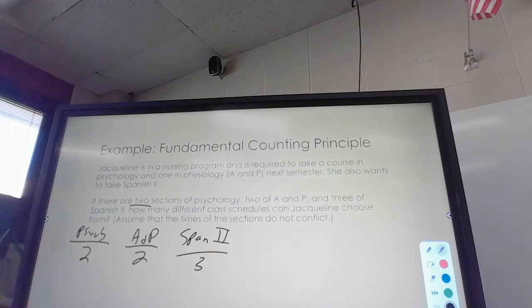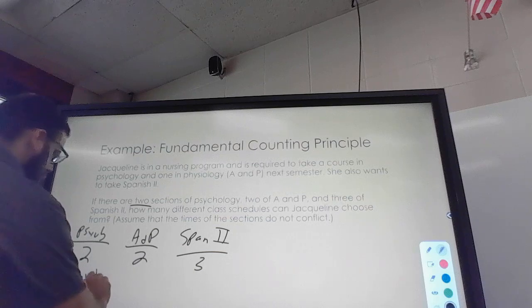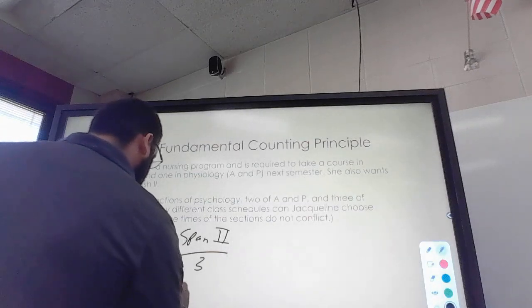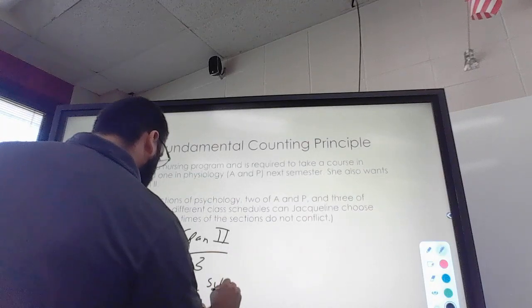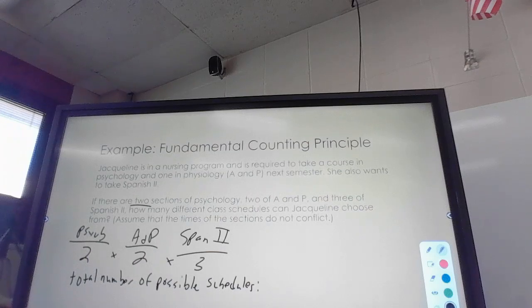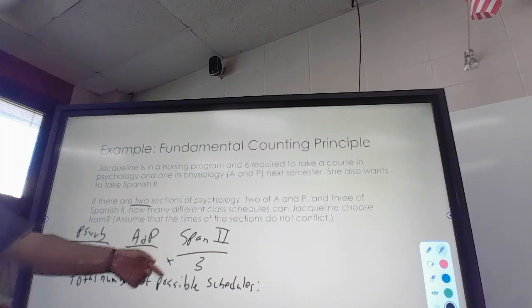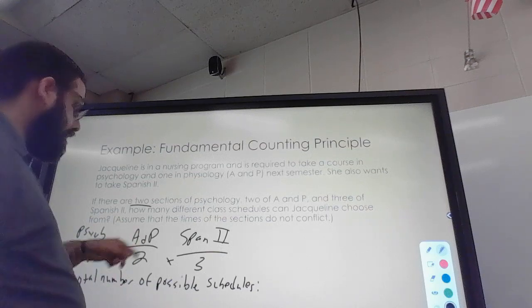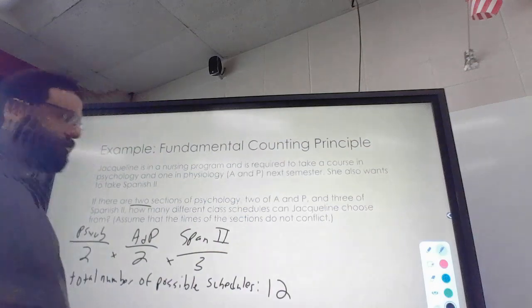So with the fundamental counting principle, to find the total number of possible schedules, we simply have to multiply all the numbers of possible outcomes: 2 times 2 times 3. So 2 psych classes times 2 A and P classes times 3 Spanish classes. 2 times 2 is 4, times 3 is 12.